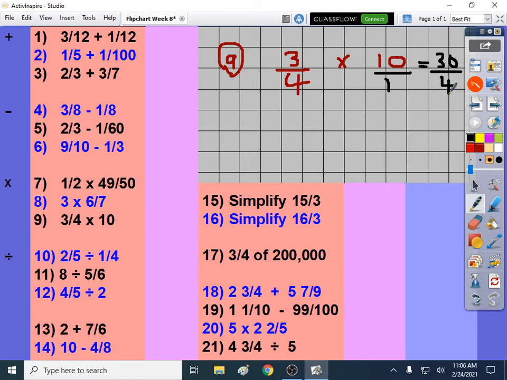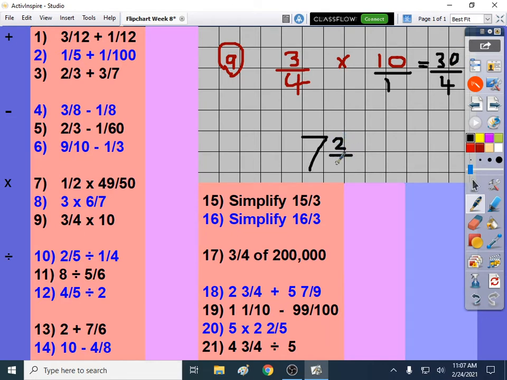30/4. How is that 7.5? Well, it is. 30/4 is a top-heavy fraction, which is fine. Just neaten that up. But you can see how many 4s are in 30. 4, 8, 12, 16, 20, 24 and 28. I can get 7, that makes 28, and there's 2 left.